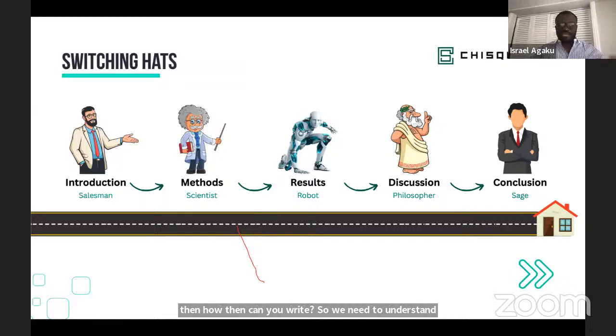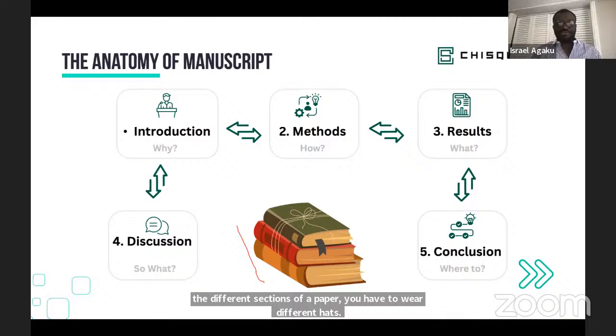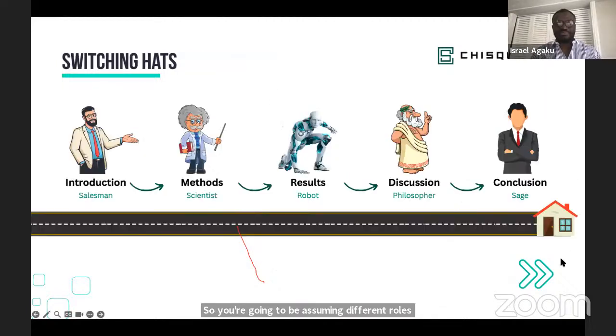Now, in your journey as a writer through the different sections of a paper, you have to wear different hats. So you're going to be assuming different roles as you go through different parts of the manuscript. In the introduction, you are a salesman. That is the only thing you are. You are selling something. Think of a used car salesman. He's going to tell you all the nice things about his car. Never mind when you buy the car, it's going to be a nightmare, but that's when you get home. For now, he's just trying to sell you this car, and he's going to tell you all the nice things about the car. So your job as a writer in the introduction is to be a salesman.